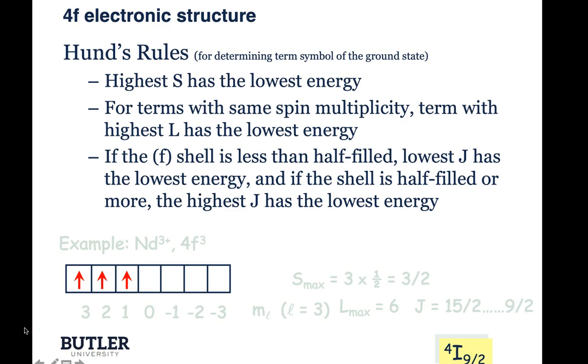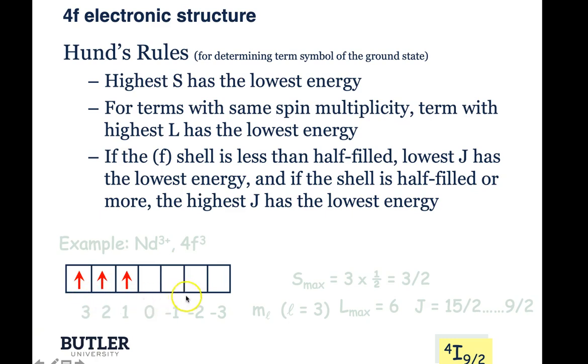And then if we're looking at the J's, if the f shell is less than half filled, and actually this can apply for p and d shells as well, so if we have less than 7, the lowest J will have the lowest energy. If it's half filled or more, the highest J has the lowest energy. So let's look at an example down here at the bottom where we have neodymium. It is a xenon core, which I've omitted, and we have 4f3, so we have 3 electrons.